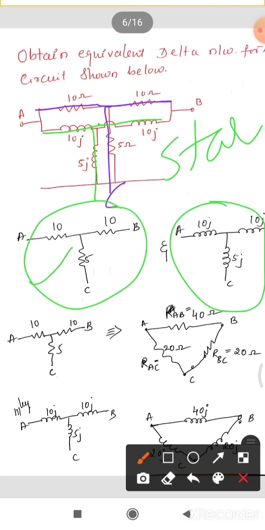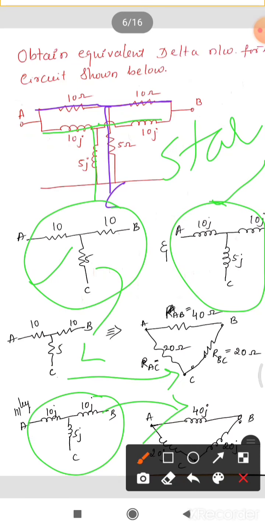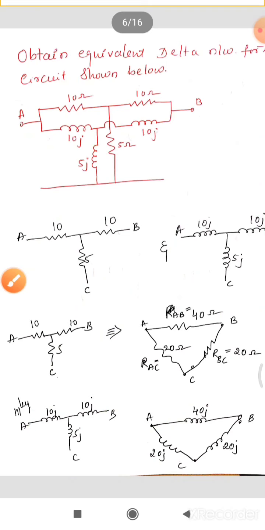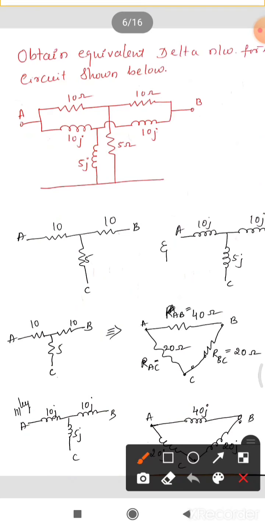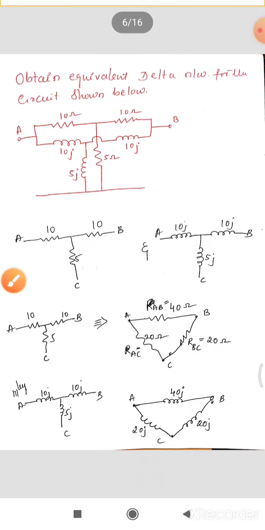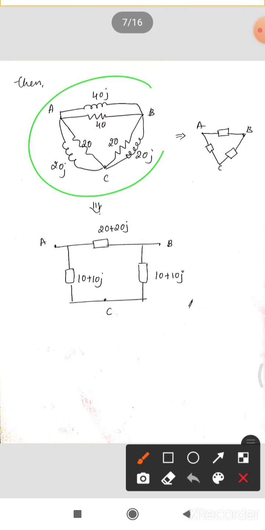This is one circuit, 10 ohm, 10 ohm, 5 ohm pure resistance, and another circuit we have 10j, 10j, 5j impedances. So there are two independent star connected circuits. Let's convert each one into a delta, and then place this one between ABC and this one, combine those two, and once you combine, you get this circuit.